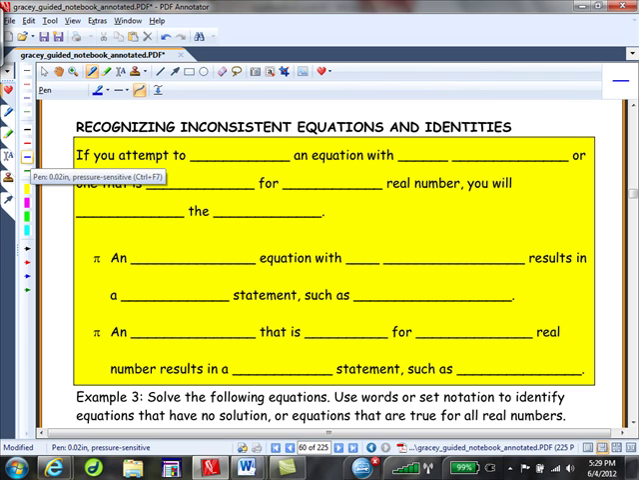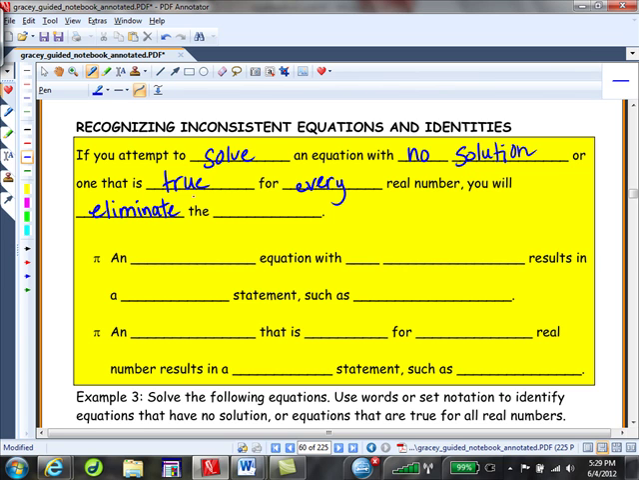If you attempt to solve an equation with no solution, or one that is true for every real number, you will eliminate the variable. If you keep working on it, you will eliminate the variable entirely.